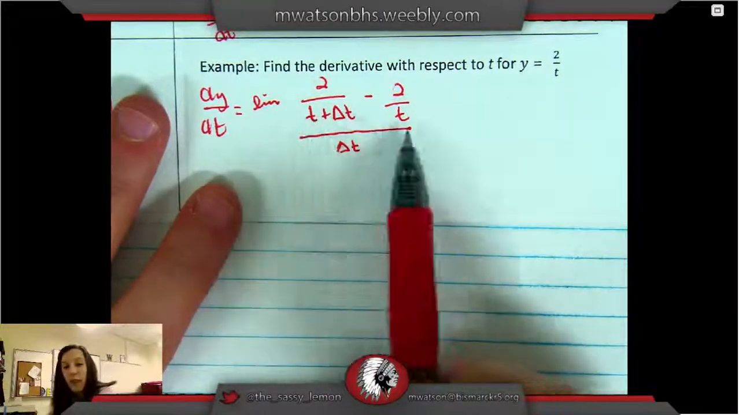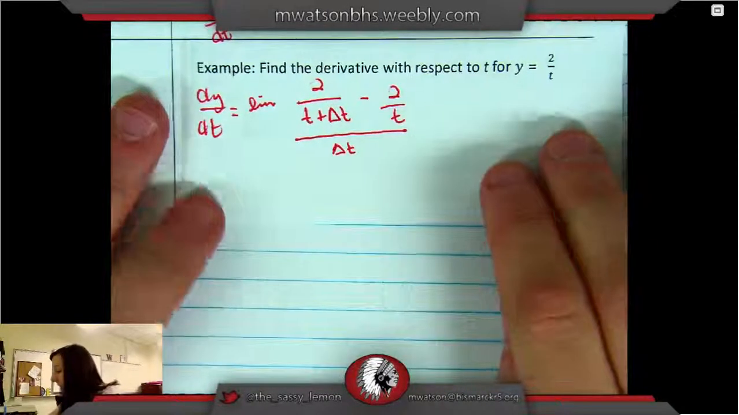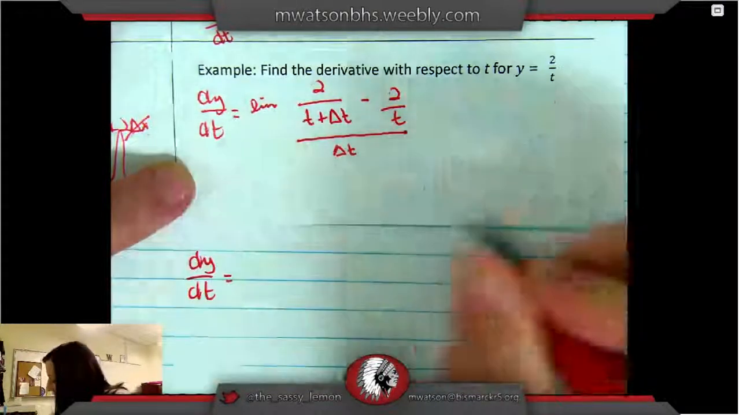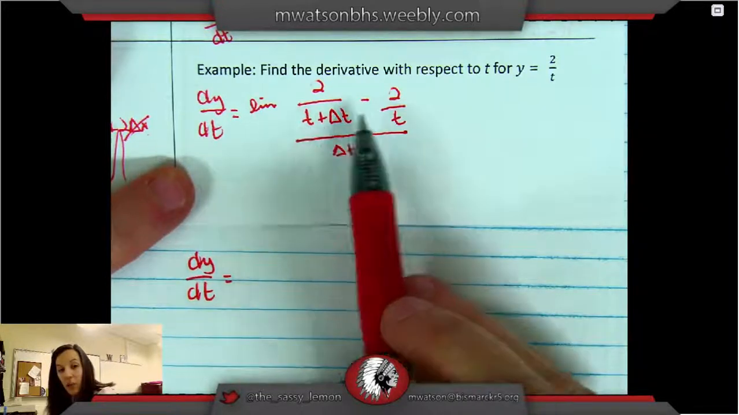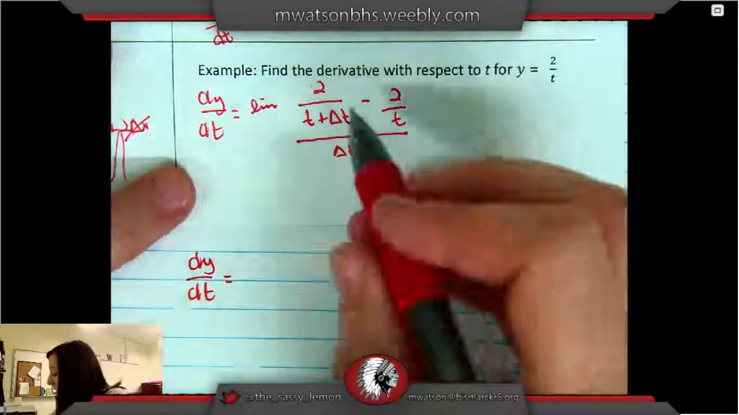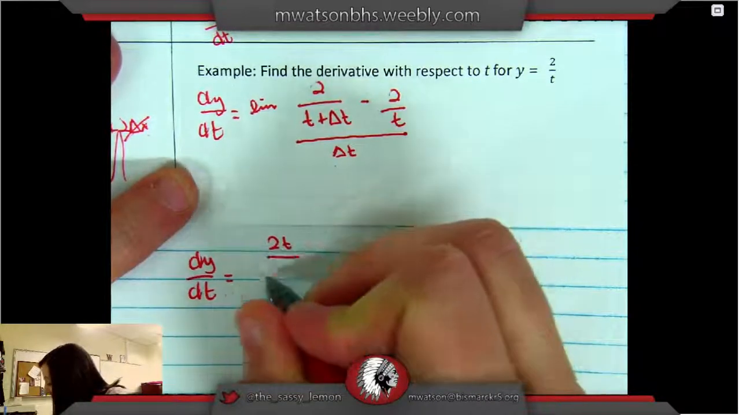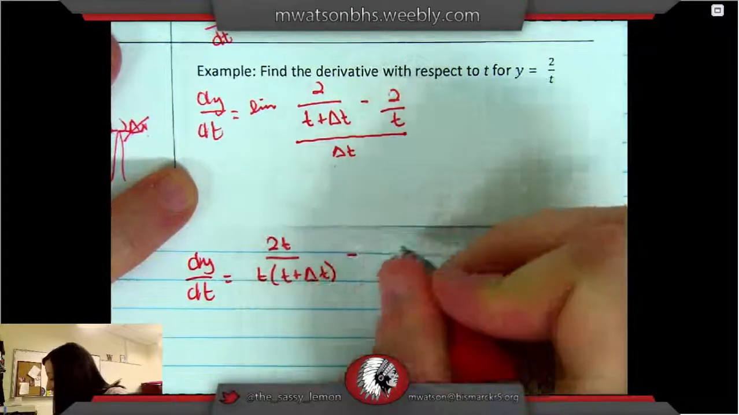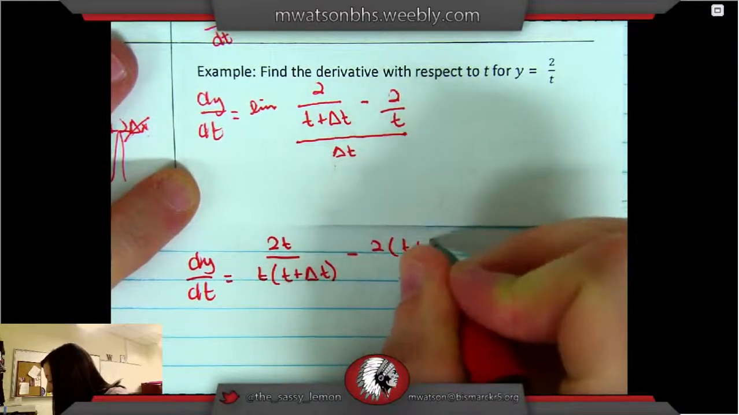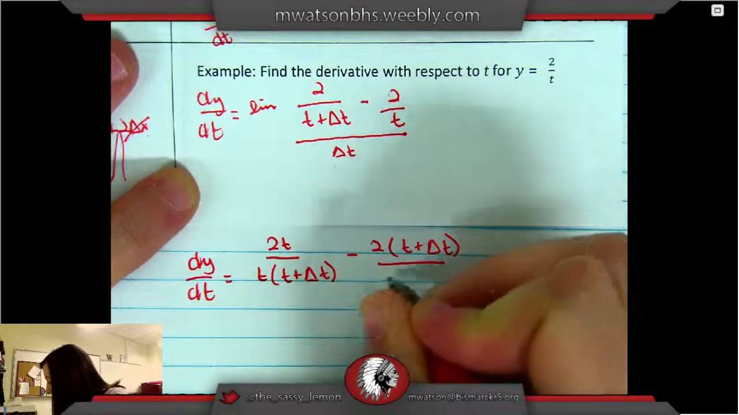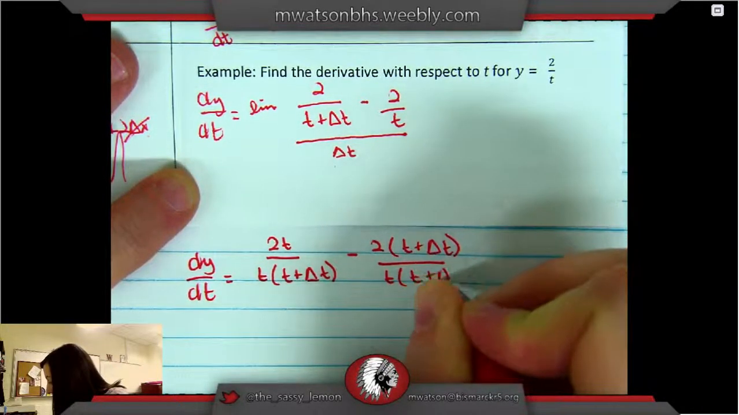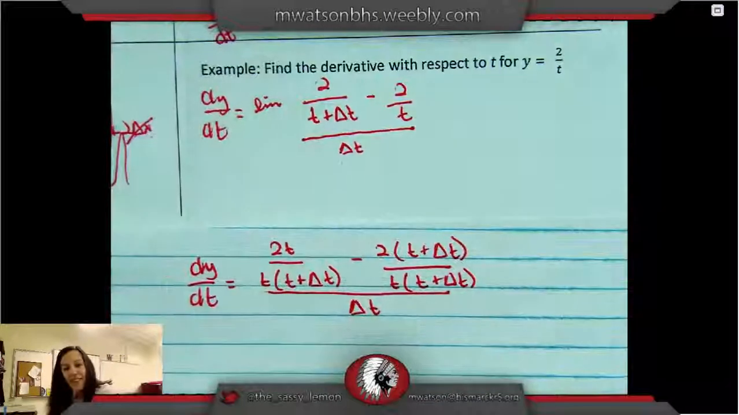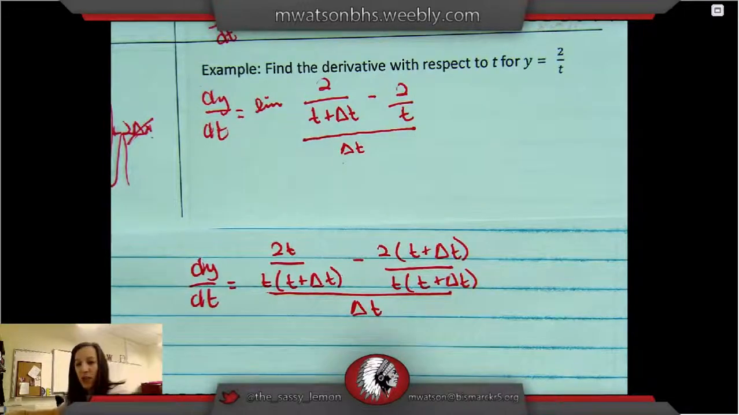First we need to combine the fractions in our numerator. And so we're going to write that as dy over dt equals. And to get common denominators, we have to multiply by the other denominator. So this first fraction will become 2t over t times t plus delta t. And the second fraction will become 2 times t plus delta t all over t times t plus delta t. And then all of that is over delta t. So it's kind of a mess, but it will work out.